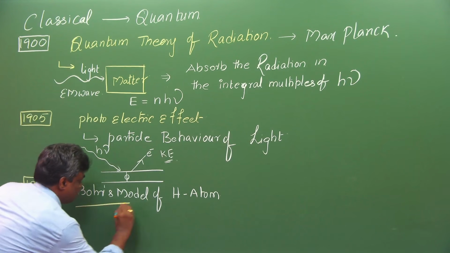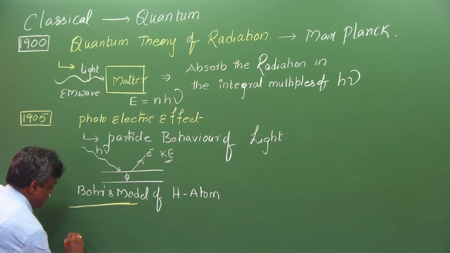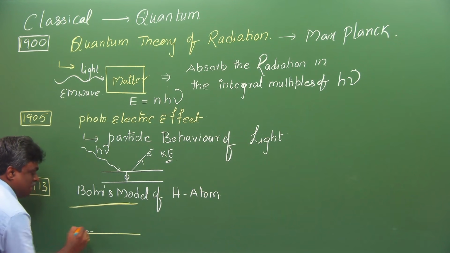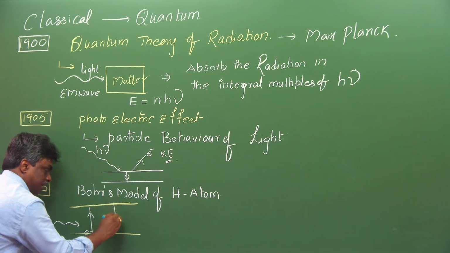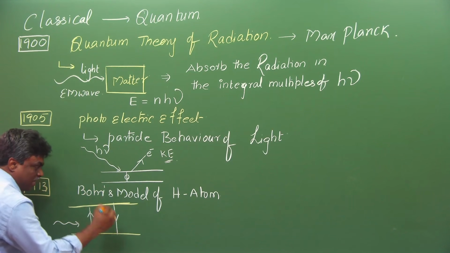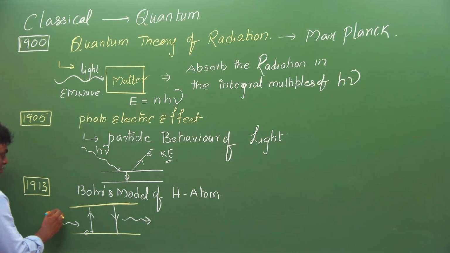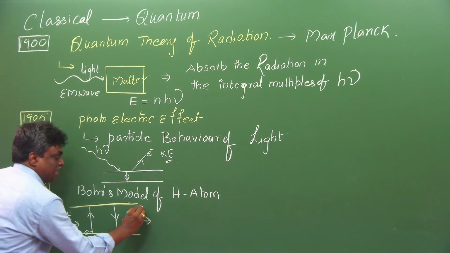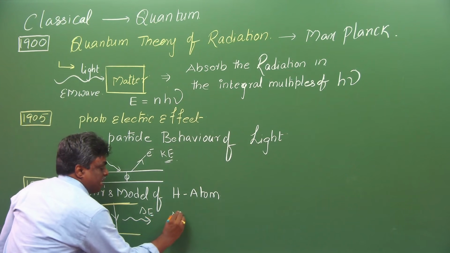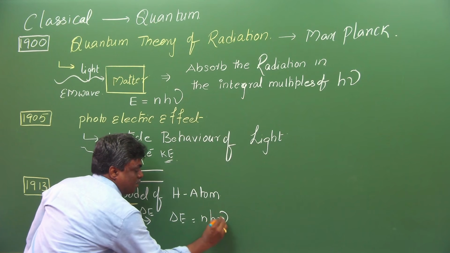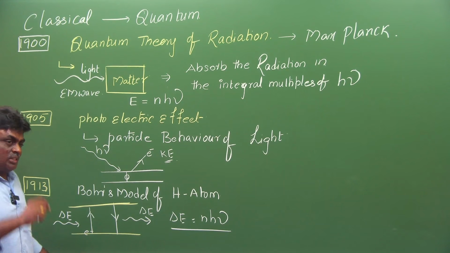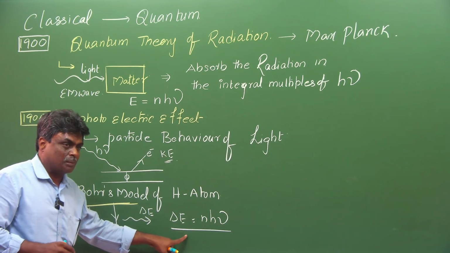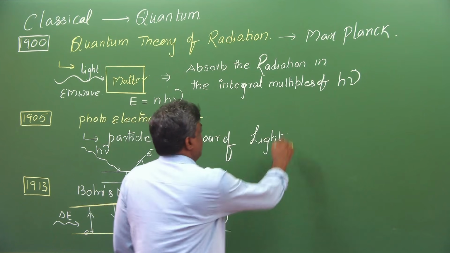Let us say here we have an electron and it is absorbing energy and is excited, and within a few seconds again it comes to the ground state by emitting. Whether it is absorption or emission, this delta E should be an integral multiple of h nu. So Bohr's model also confirmed that whether absorption or emission takes place, it is always in integral multiples of h nu. Good.